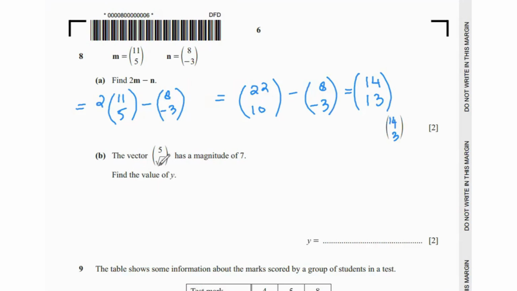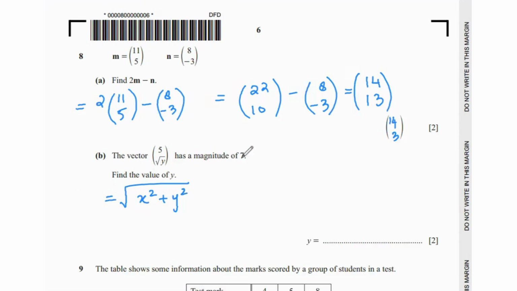Then vector 5, root y has a magnitude of 7. Find the value of y. Very good question. So magnitude is found by squaring the two numbers, adding them up, and then taking their square root. It's very similar to Pythagoras. Imagine you're finding the hypotenuse. So the formula is the same as finding the hypotenuse in Pythagoras.